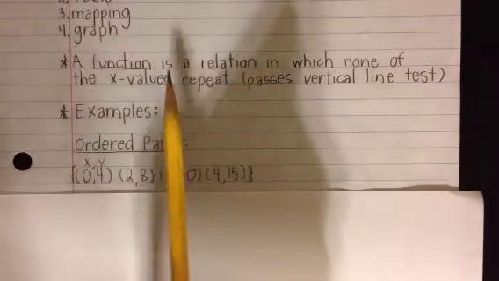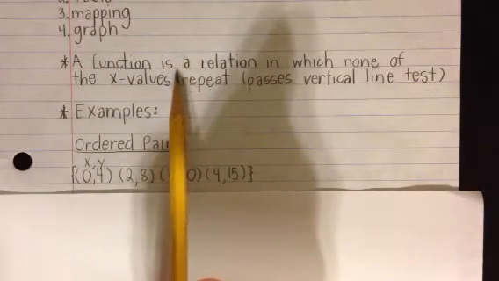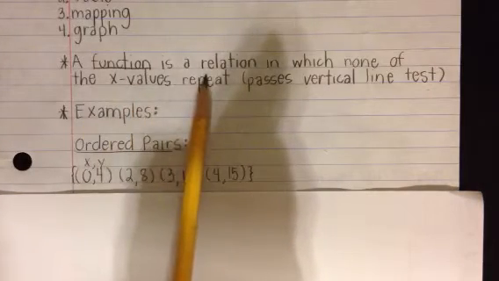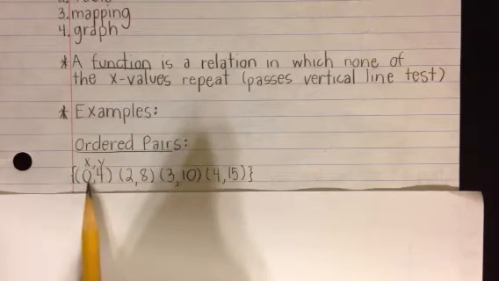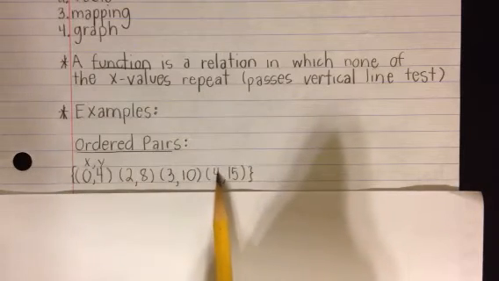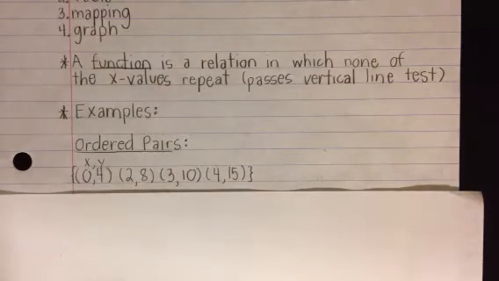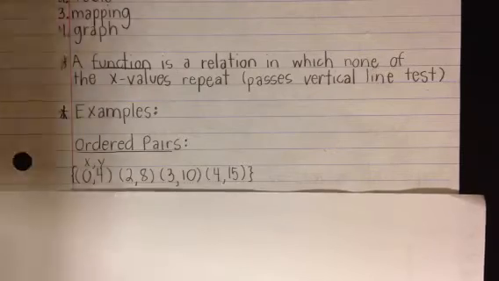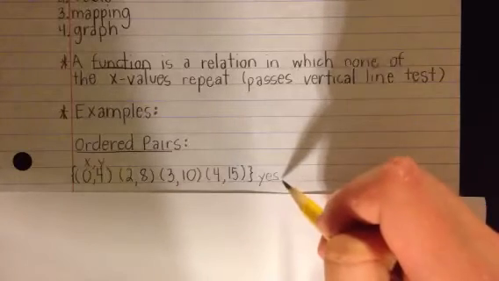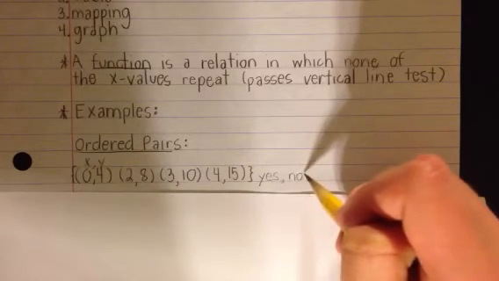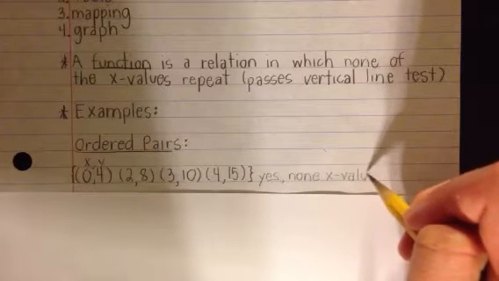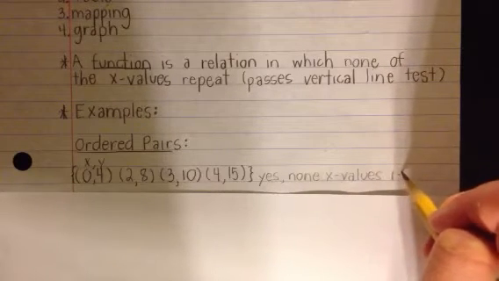So here, remember, in order for a relation to qualify as a function, none of the x values repeat. So let's look at the x values here. We've got 0, 2, 3, and 4. So none of the x values repeat. So then that means yes, it is a function because none of the x values repeat.